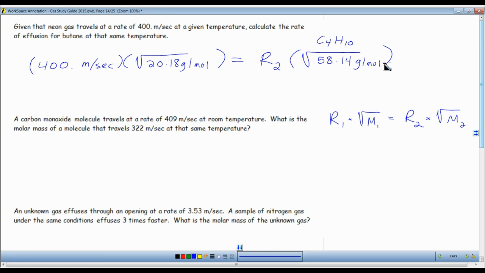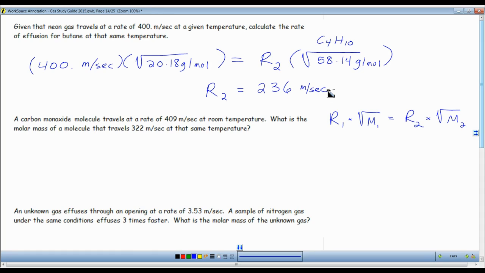And now you honestly just put this in your calculator. 400 times the square root of the 20.18 divided by the square root of my 58.14. Cool. Okay, so I get a rate. For sig figs, I usually just leave something similar to the original. The first rate had 3. There's a decimal at the end of those zeros. So let's leave this as 236 meters per second.